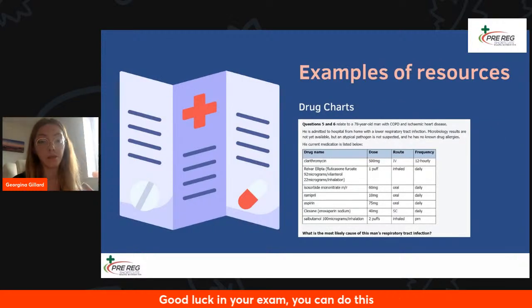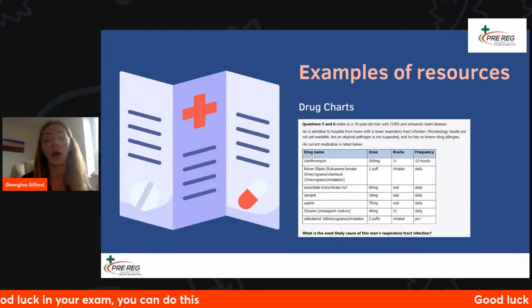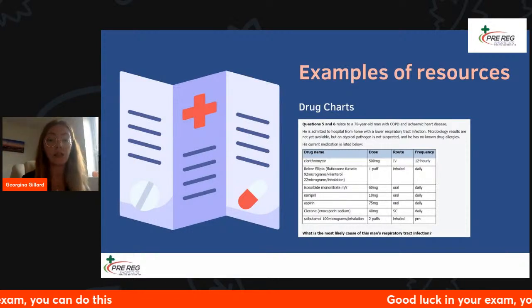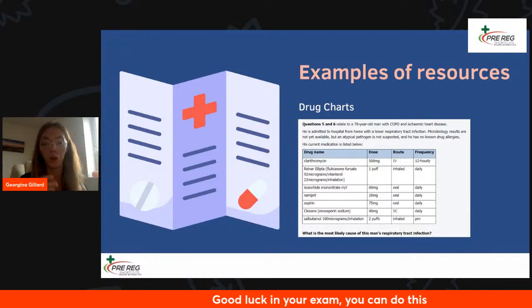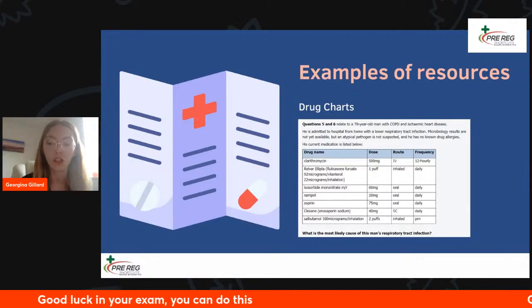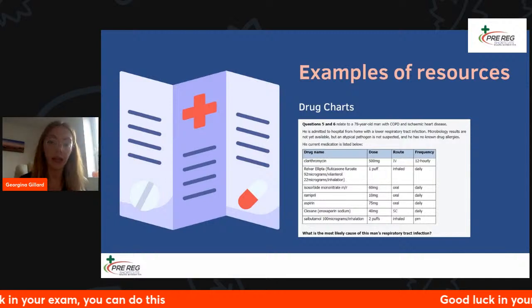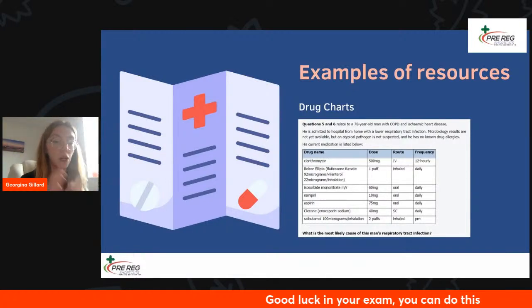Also drug charts. This is most commonly going to occur in your paper 2. It can be for a variety of things, whether you have to identify what's actually wrong with that patient, or if you need to stop a medication because the patient's been admitted into hospital. Those are some classic examples of the sort of questions that can come up.